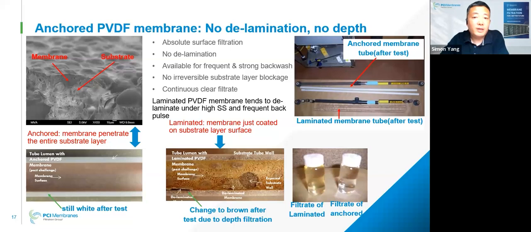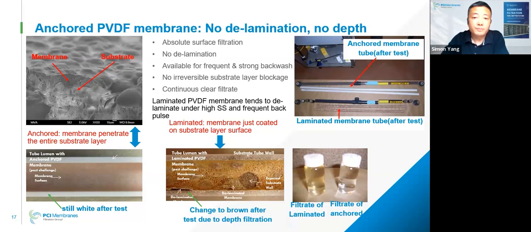We had a side-by-side comparison that showed the laminated PVDF membrane tends to delaminate under high suspended solids and frequent backwash. The test solution was ferric hydroxide. As you can see, there are delamination areas here and there, and the color of the substrate tube cross section also changed to brown, which means there was some depth filtration.